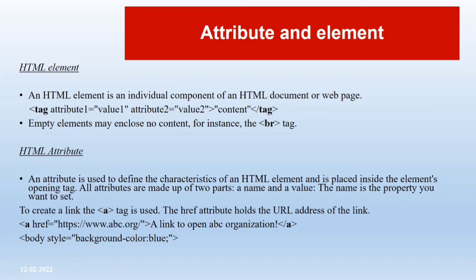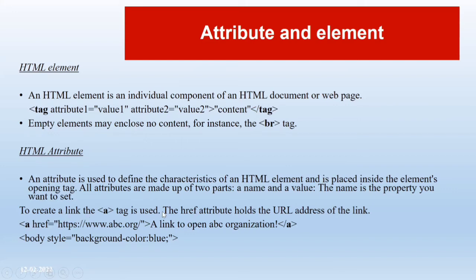Suppose we want to change the background color. So bgcolor is the attribute, and pink, green, blue are values. The possible value is basically the value set. The name is the property you want to set.